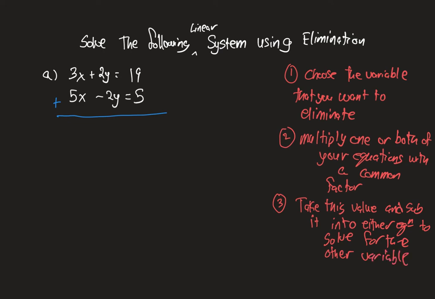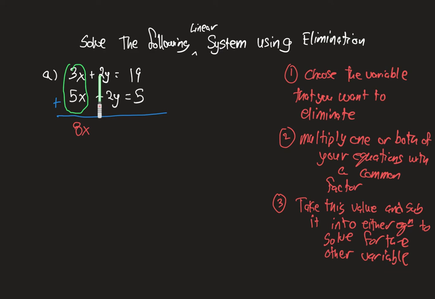Okay, so let's go through this. Step 1, I've already decided I want to get rid of my y. Step 2, I have to multiply one or both of these equations by a common factor. I don't need to do that in this case because they are already in a form that I can get rid of. So I'm going to add the two equations together. And you always want to do this by column. So I'm going to do 3x plus 5x. That should give you 8x.